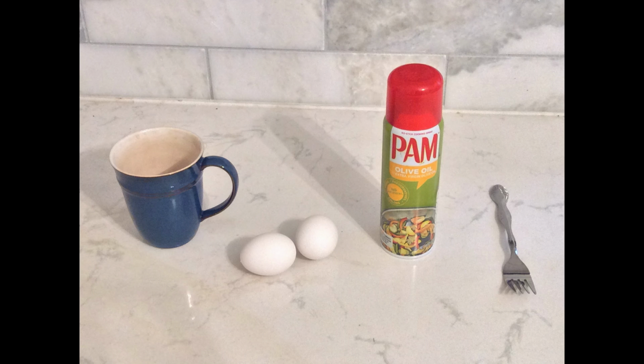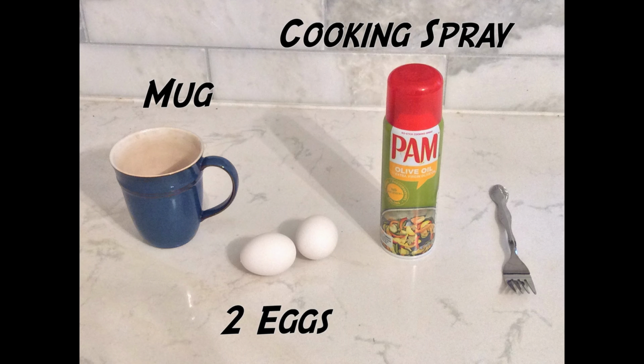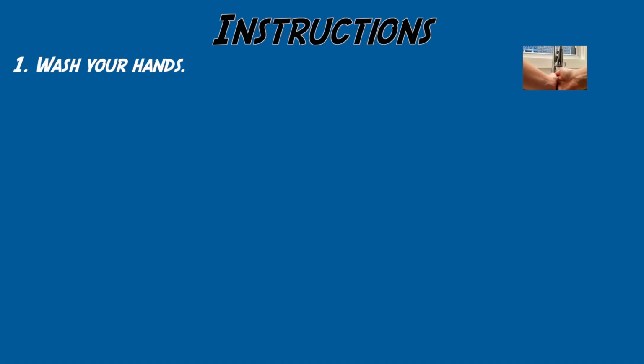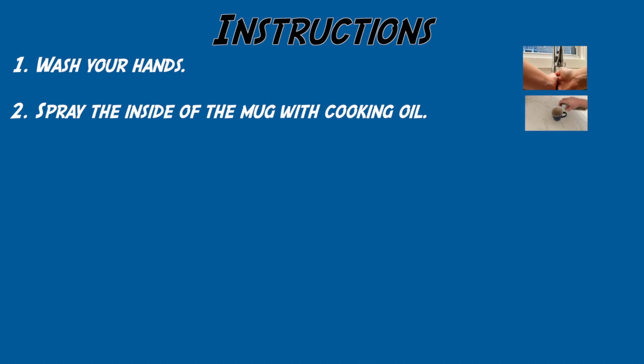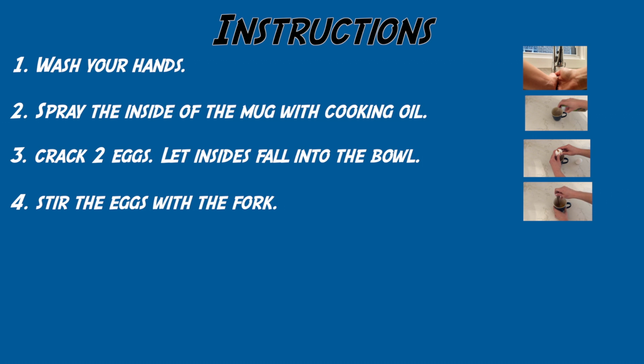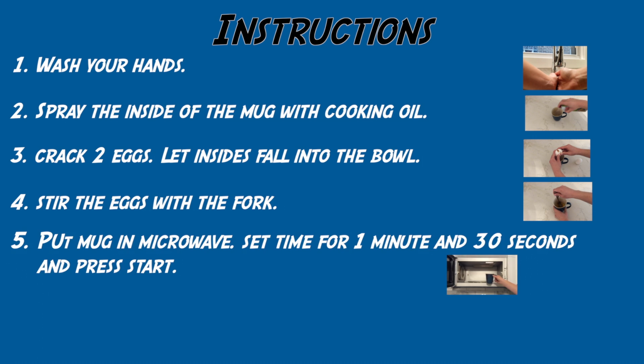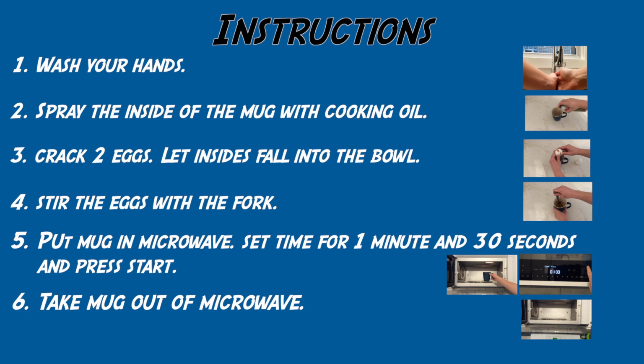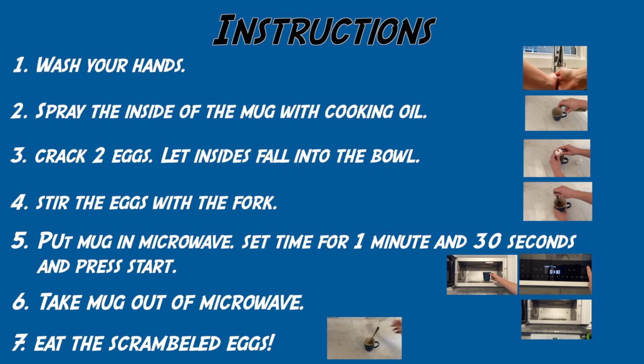Let's review what we'll need. We will need a mug, 2 eggs, cooking spray, and a fork. Let's look at the instructions. First, wash your hands. Second, spray the inside of the mug with cooking oil. Third, crack 2 eggs. Let the insides fall into the bowl. Fourth, stir the eggs with the fork. Fifth, put the mug in the microwave. Set the timer for 1 minute and 30 seconds and press start. Sixth, take the mug out of the microwave. And finally, eat the scrambled eggs.